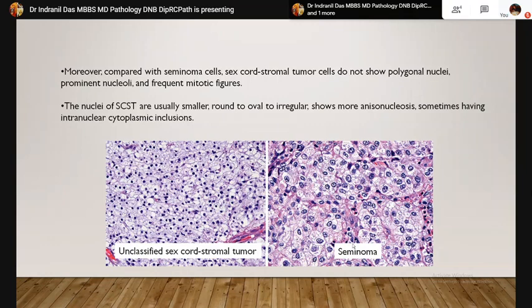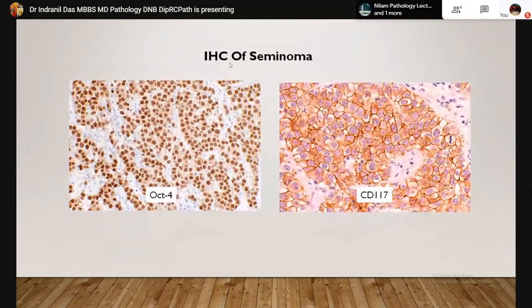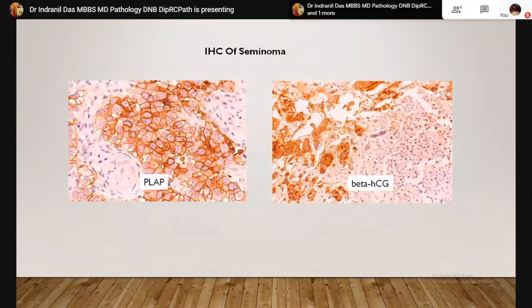They may show more anisonucleosis. They are not monomorphic like seminoma cells. Sometimes they may have intranuclear cytoplasmic inclusions. Now, on IHC, seminoma cells are positive for OCT4 and CD117, as well as placental alkaline phosphatase, and beta HCG may be positive in case of seminoma bearing syncytiotrophoblast-like giant cells.